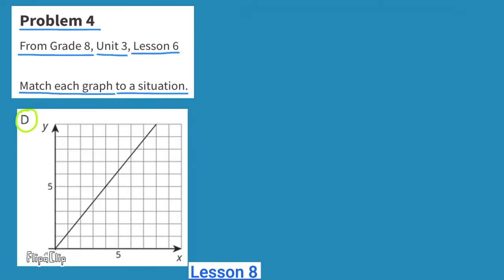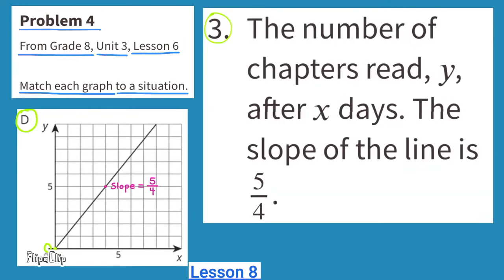Let's look at graph D. Graph D has a y-intercept at the origin, so the y-intercept would be 0, and the slope is 5 over 4. So we're looking for a situation that has a y-intercept of 0 and or a slope of 5/4. The slope of the line is 5/4 for situation number 3. Graph D matches up with situation number 3.